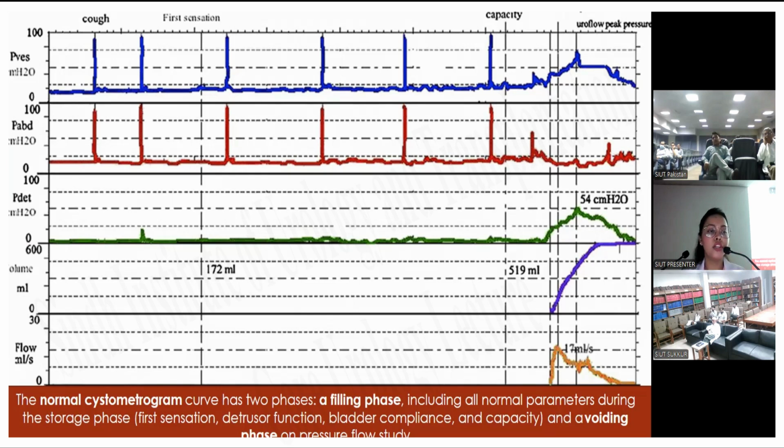As this graph shows, the abdominal pressure and vesical pressure spikes are correlating with each other. That means whenever the patient had a cough, abdominal pressure increases, and in that case, vesical pressure also increases. This is the detrusor pressure graph, which is showing no rising spike. So that means the bladder is okay.